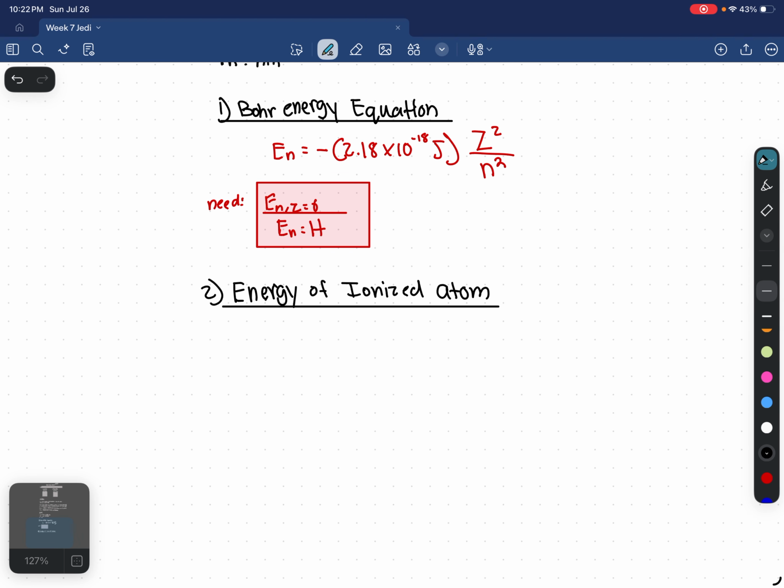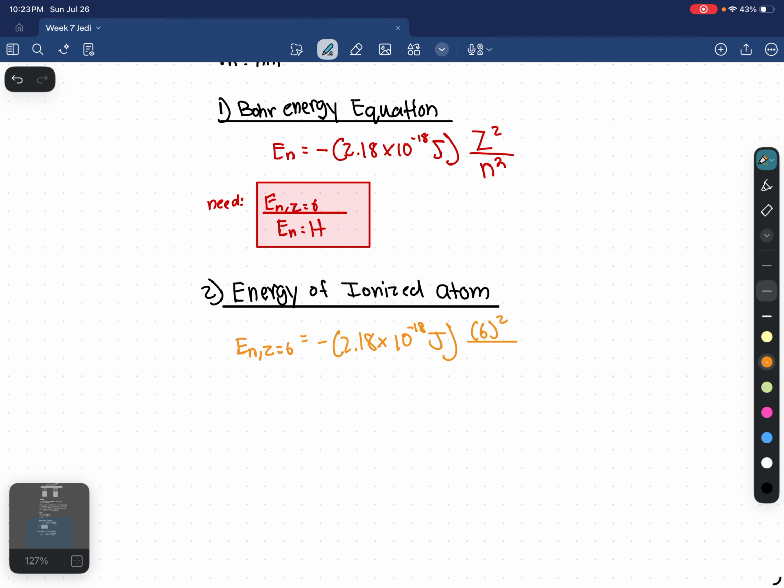Perfect. So we know that the ion has Z equals 6, so we can just go ahead and write that down. So E_n for Z equals 6. Remember, this is for the ionized atom with 6 protons. That's why Z equals 6. It's going to be equal to negative 2.18 times 10 to the negative 18 power joules, and remember, Z equals 6, we put this right here.